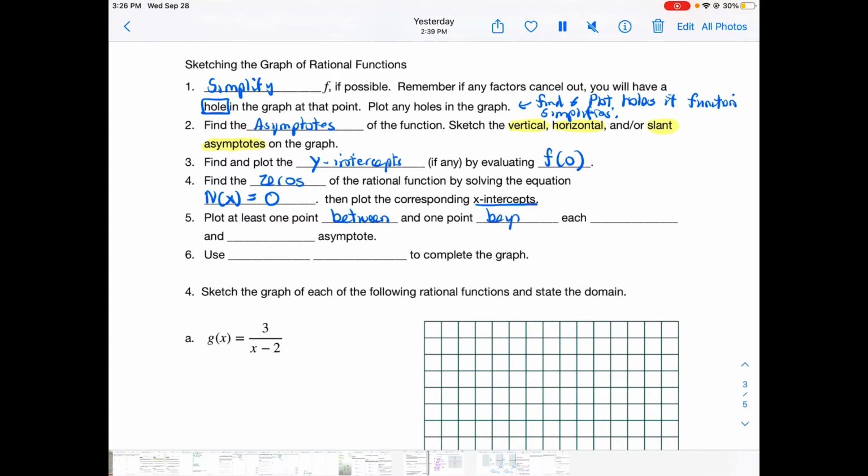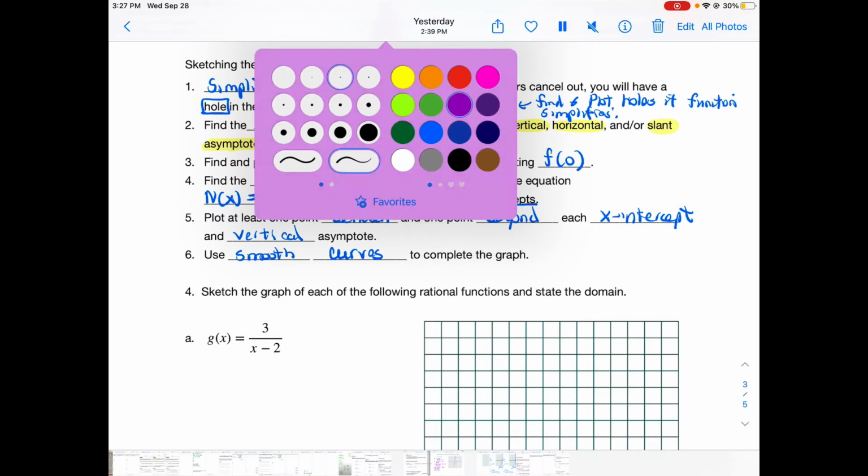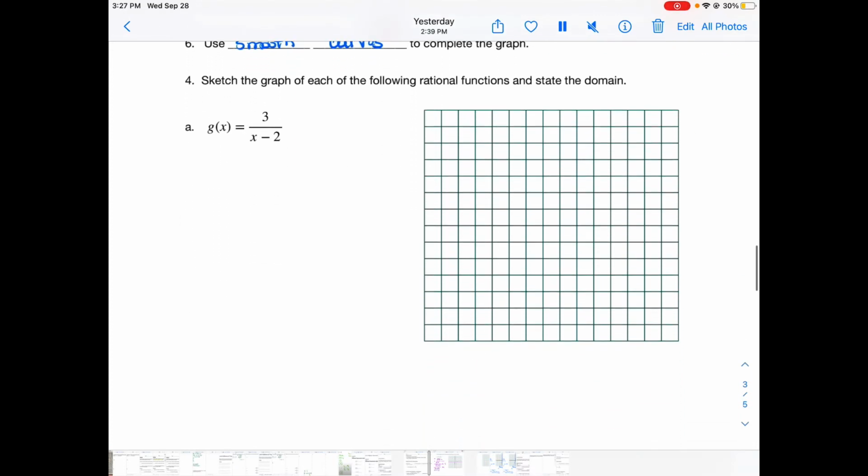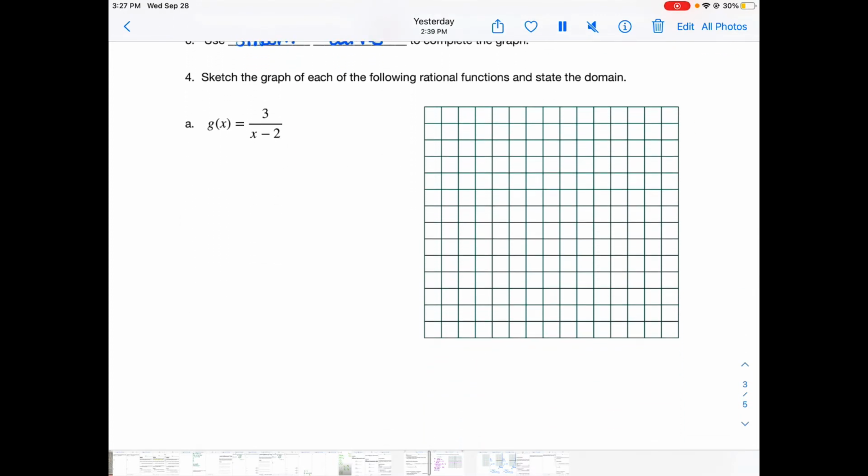Okay, then we're going to plot at least one point between and beyond each x-intercept and vertical asymptote. So every time we have something going through the x-axis, we need a point in between and beyond each of those values. Once we have that, we're then going to use our knowledge of asymptotes and those points, and we're going to draw smooth curves connecting the points and approaching the asymptotes to complete our graph. So let me walk you through a few examples.